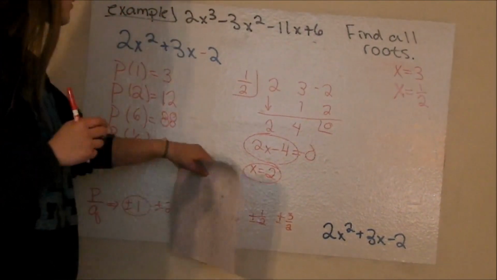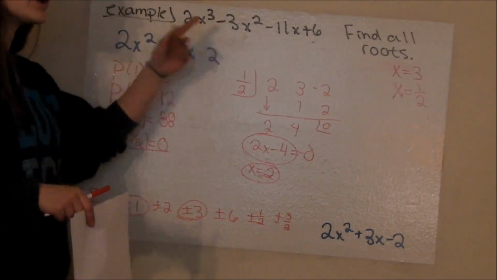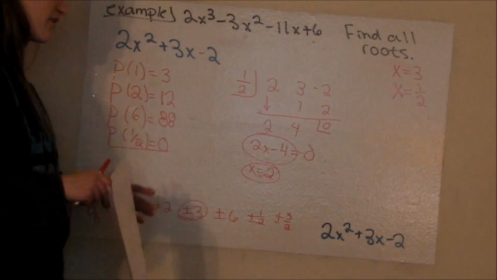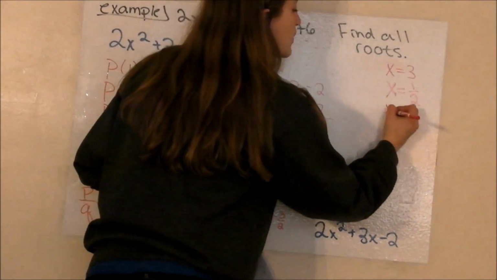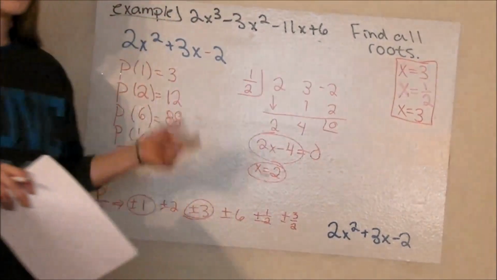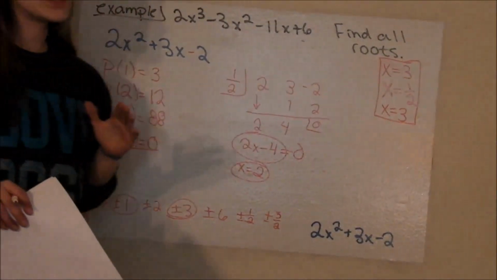Now remember what we did the other day when we said we're going to get as many roots as our leading degree, our exponent. So we have 3. Look here, we have 3 possible roots. They just happen to all be rational. That's not always going to be the case.